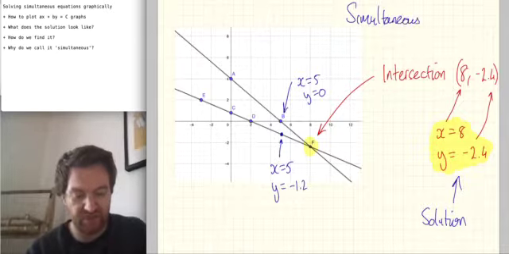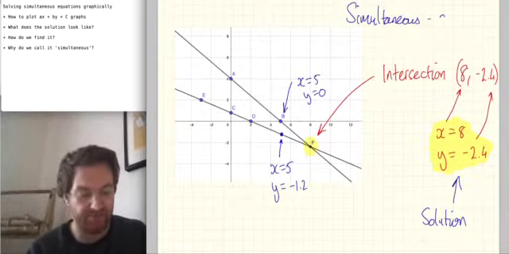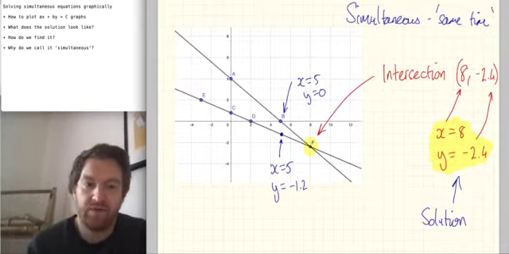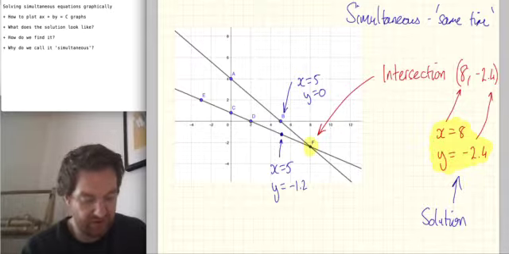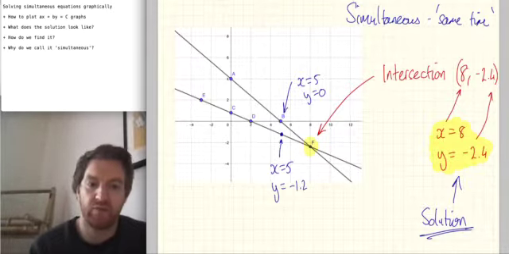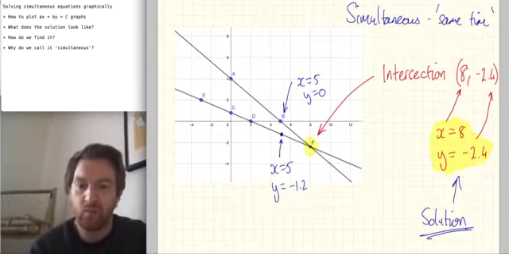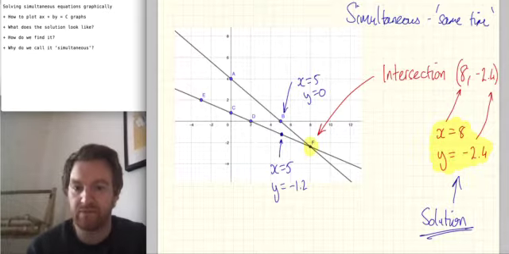So we call this the solution, and it's the solution in what we call a simultaneous equation. Simultaneous, of course, means two things that happen at the same time. So here we're saying this is the solution because it's where x is 8 and y is negative 2.4 for two equations at the same time. That's why we say we've solved the equation, because we found when the x and y values are the same for both.